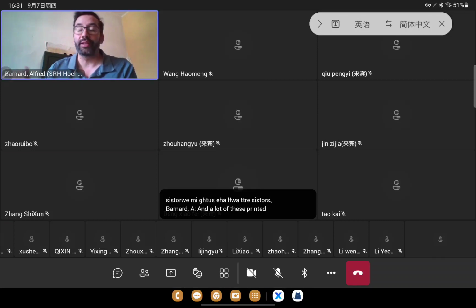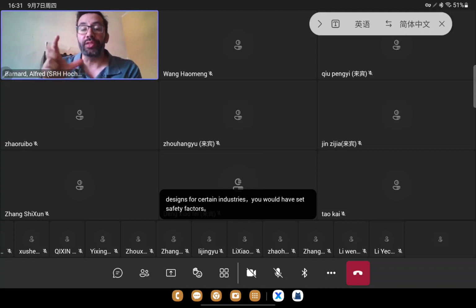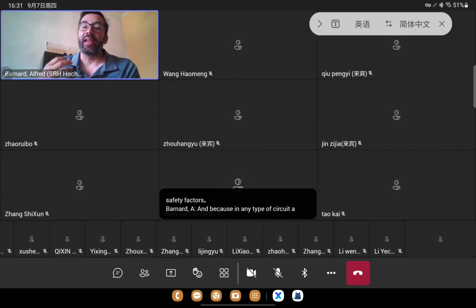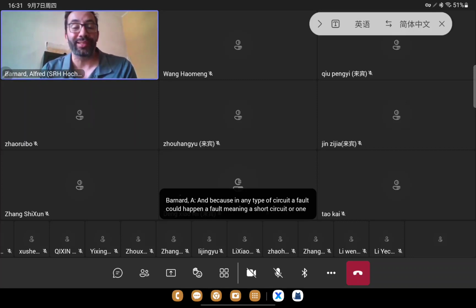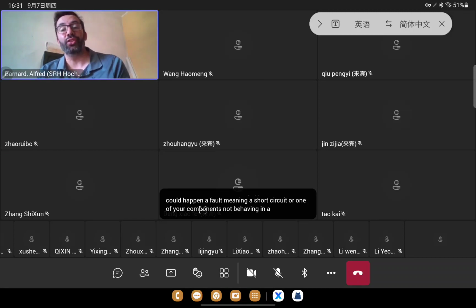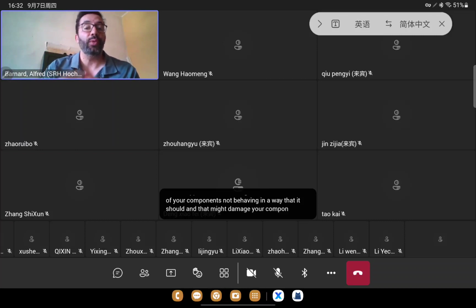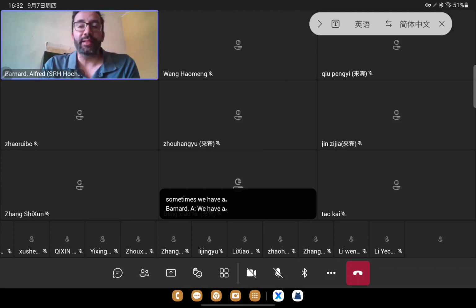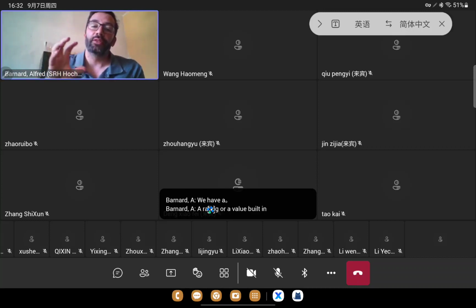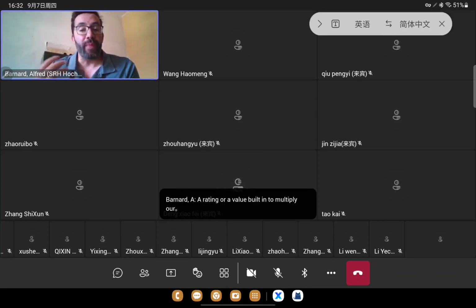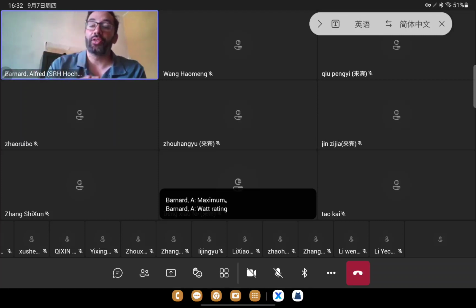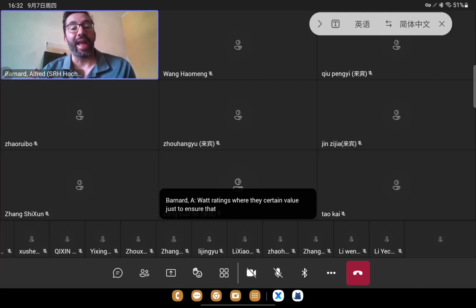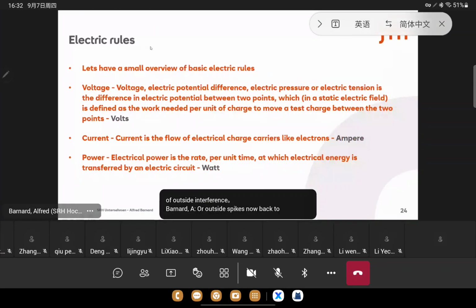And for a lot of these printed circuit board designs, for certain industries, you would have set safety factors. Because in any type of circuit, a fault could happen, a fault meaning a short circuit or one of your components not behaving in a way that it should, and that might damage your components. So sometimes we have a rating or value built in to multiply our maximum watt ratings by a certain value, just to ensure that our circuit can handle some sort of outside interference or outside spikes. Now back to the presentation.